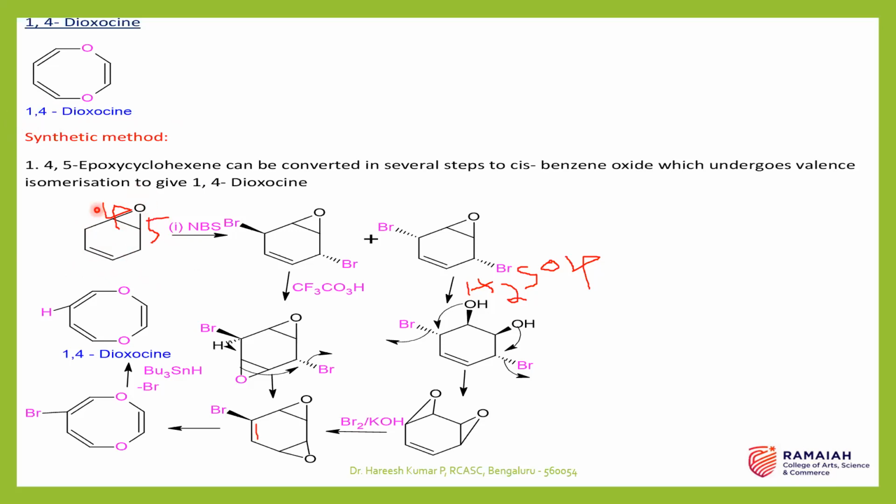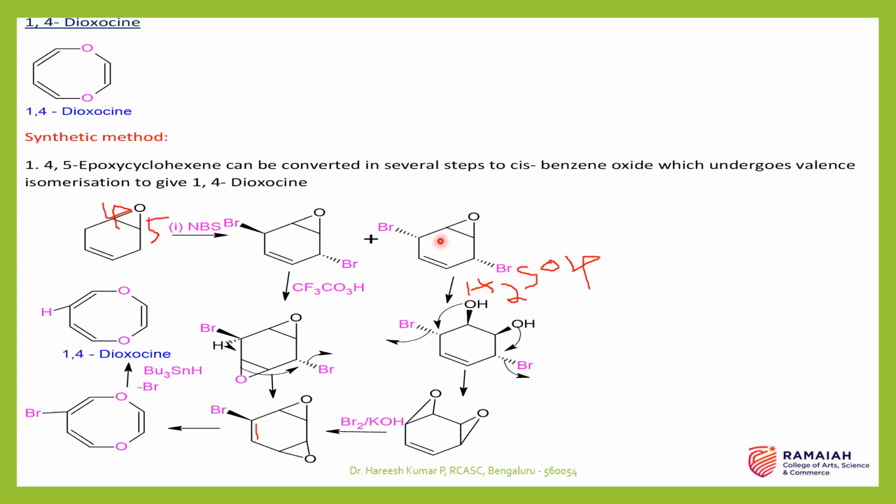So when this one is treated with NBS, you know that NBS is the one which brominates the allylic carbon. This carbon is brominated, this carbon is also brominated. And here it is possible to get two kinds of products. One may be a trans, another may be a cis. This is a cis and this is a trans.